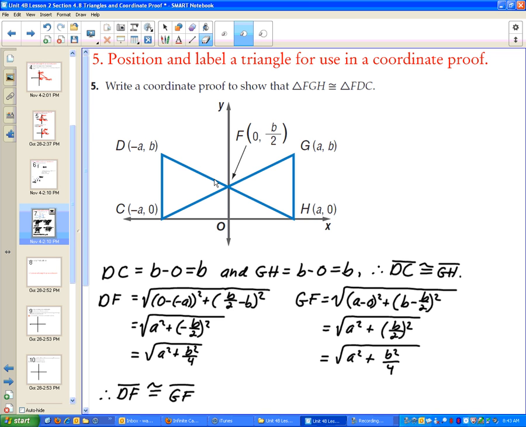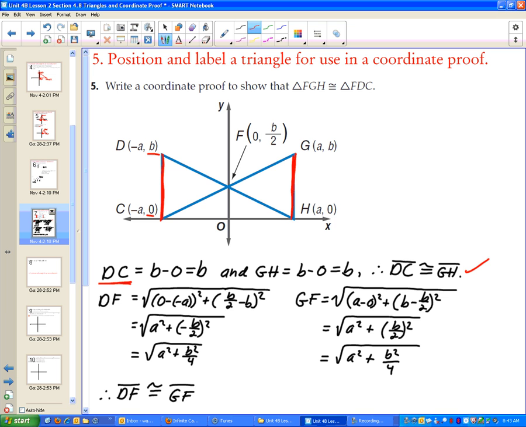Look what I've done here. First, find the length of DC. It's right here. I can just do that by subtracting B minus 0, and the length is B. Then I find the length of GH right here. B minus 0, the length is B. There's one pair of congruent sides.